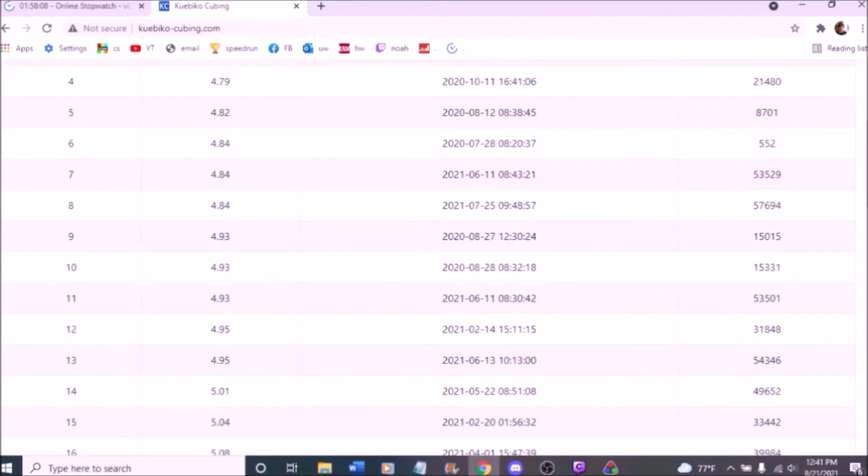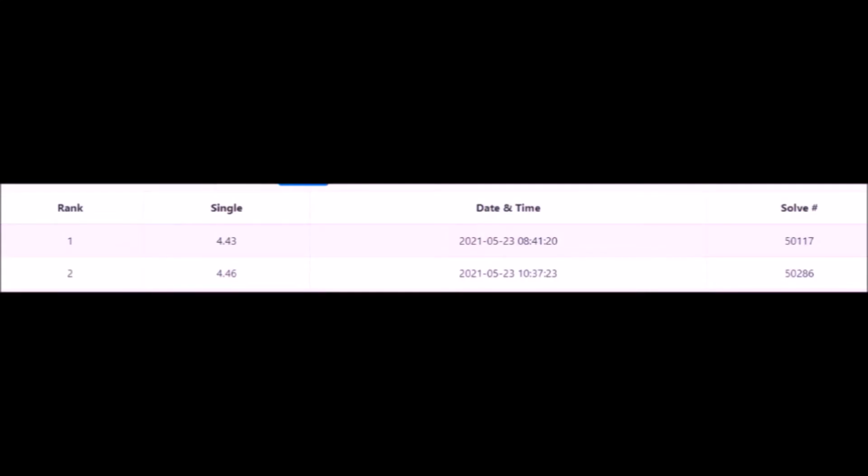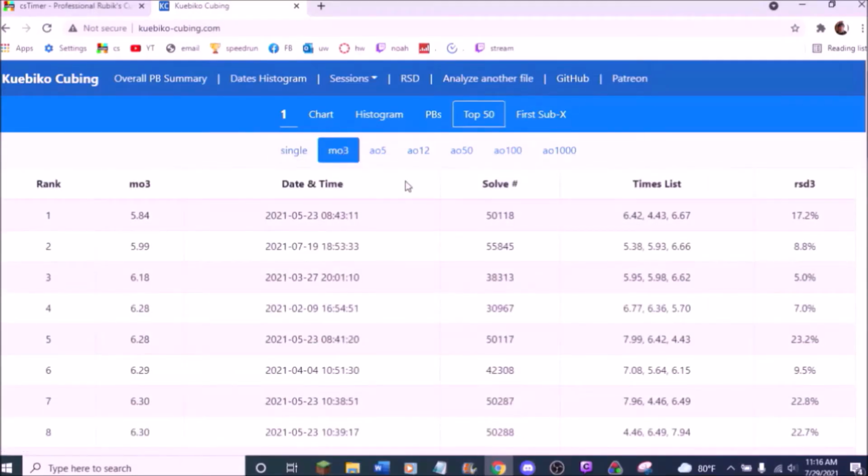This shows all 13 4s I got in the session and every best solve up to 5.39. Fun fact, I got the top 2 times, 4.43 and 4.46, on the same day. I totally forgot that I got 2 sub 6 means of 3, one in May and one in July.